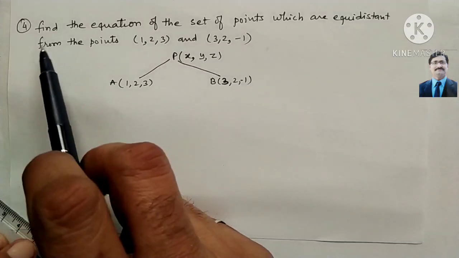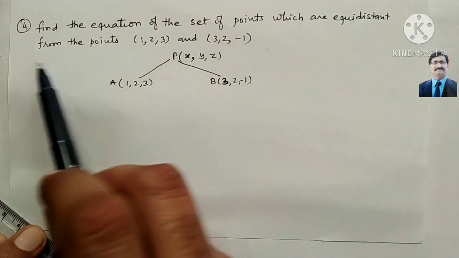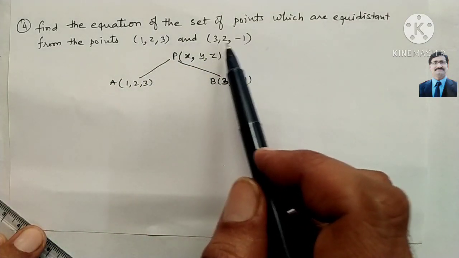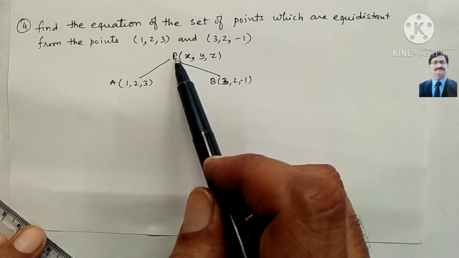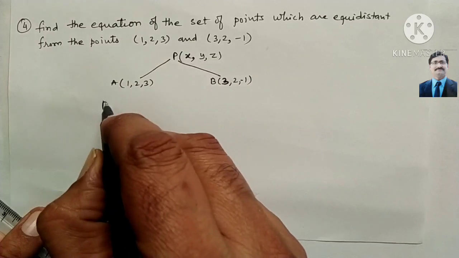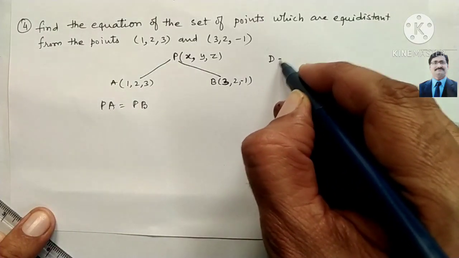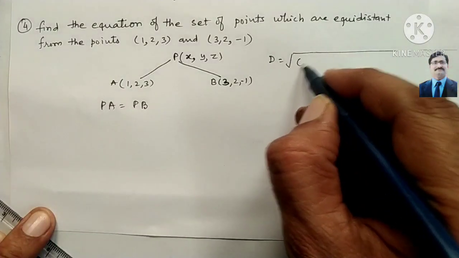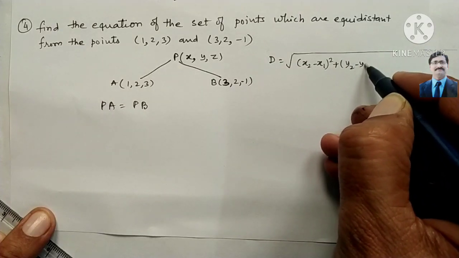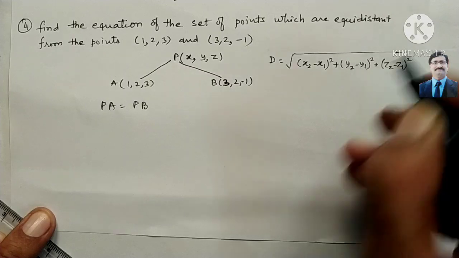Look at the question: find the equation of the set of points which are equidistant from the points, the one point is 1 2 3 and the second point is 3 2 minus 1. Here point P is equidistant from A and B. So we can write here PA equal to PB. And the distance formula, already we know that distance formula is x2 minus x1 whole square plus y2 minus y1 whole square plus z2 minus z1 whole square. All of you understand this?